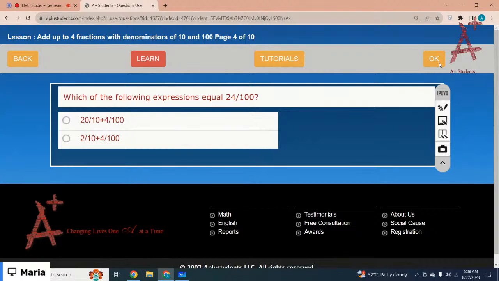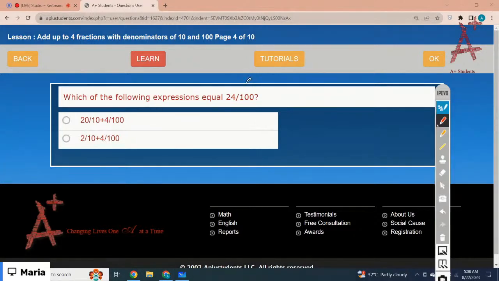Which is the correct option? It would be the second one. This is what I have explained. 24. 4 is at the ones position, right? So 4 must have a denominator 100 because the question has denominator 100. 2 is the digit at the tens position. 2 must have the denominator 10.